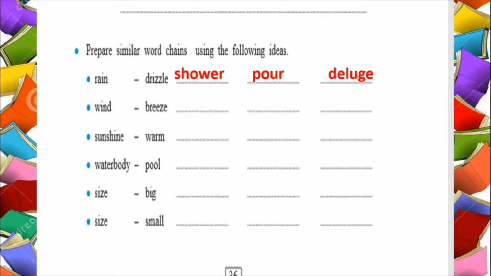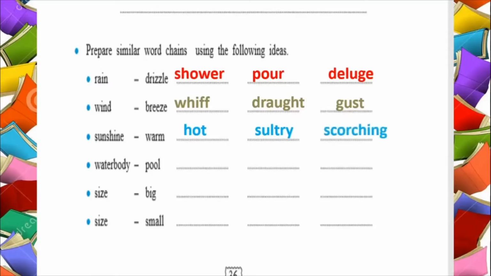Look at wind now. So you have breeze, and then you have whiff, you have a draught, and finally you have gust. So gust is strong wind, wind at its strongest. Sunshine. So when it is warm, you're comfortable. Then it becomes hot and you start getting uncomfortable. Then it becomes sultry. And finally you have scorching, which is not bearable at all.